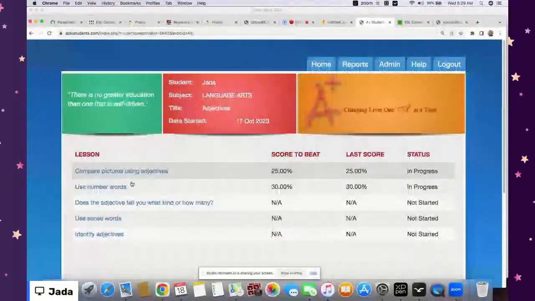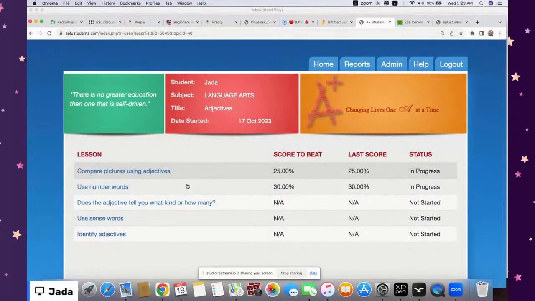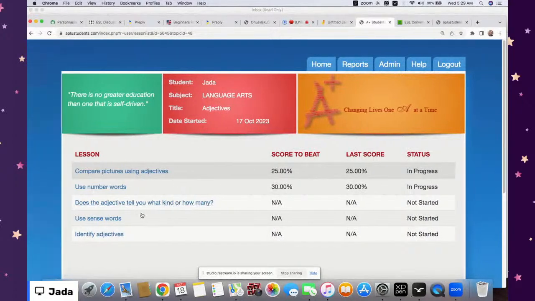Okay. So make sure you finish the rest of the test. Make sure you finish the test for the number words. Use number words. And then we will go to does the adjective tell you what kind or how many?